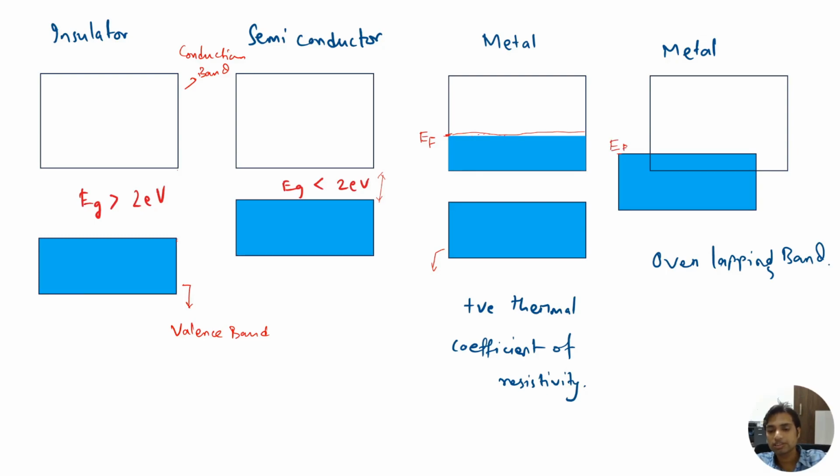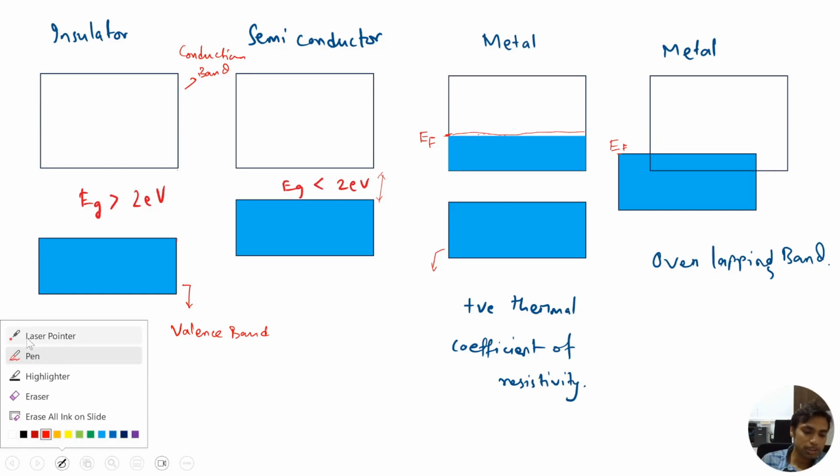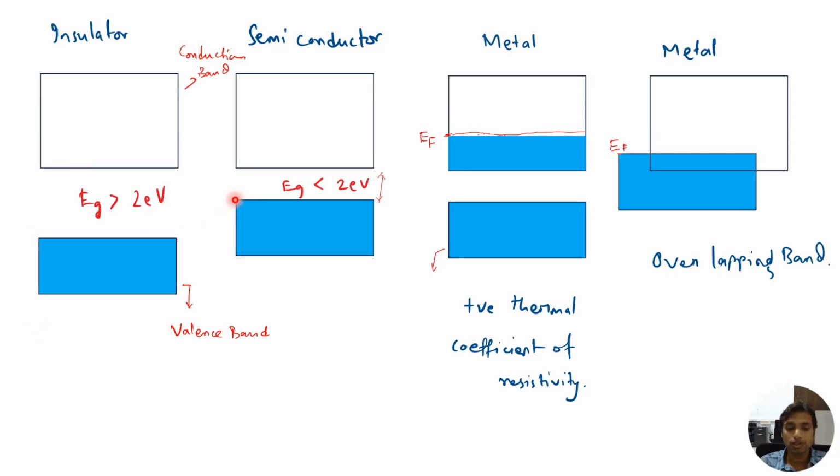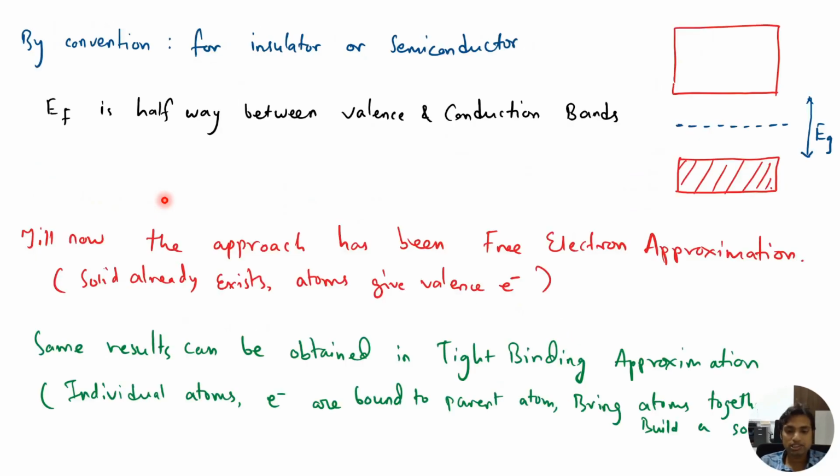But in the case of an insulator and semiconductor, where is the highest occupied energy level? It is here. But by convention, we take the Fermi energy as the middle of the conduction band and valence band, so somewhere here. So the blue line represents your Fermi level for an insulator or semiconductor, and this is a convention. That's how we classify metals, insulators and semiconductors in terms of energy bands.